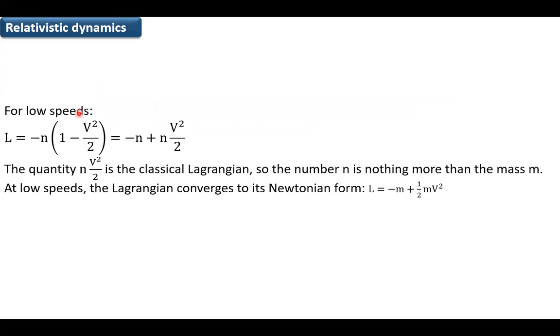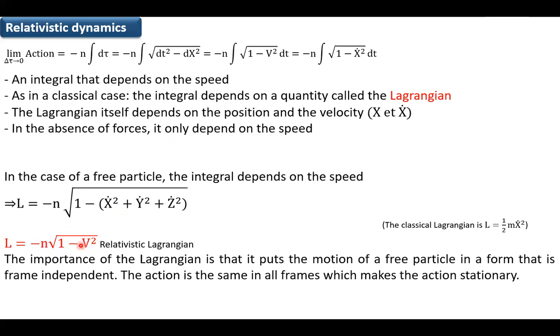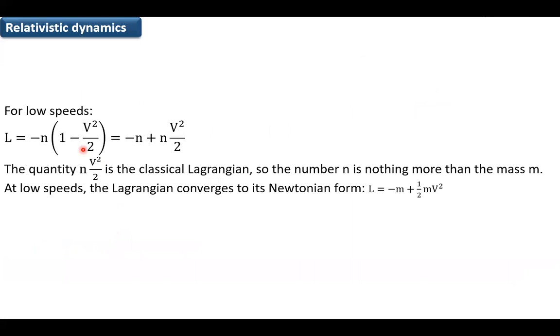And now, as we always do with our relativistic equations, we consider the case of low speeds or small velocities. Of course, for the radical of 1 minus v squared, when v squared over c squared tends to 0, this is 1 minus v squared to the power 1 over 2. So it's 1 minus half v squared, etc. So L is minus n times 1 minus v squared over 2, etc. So it's minus n plus n v squared over 2. You see, this Lagrangian at low speeds should be the same as the Newtonian Lagrangian, half m v squared.